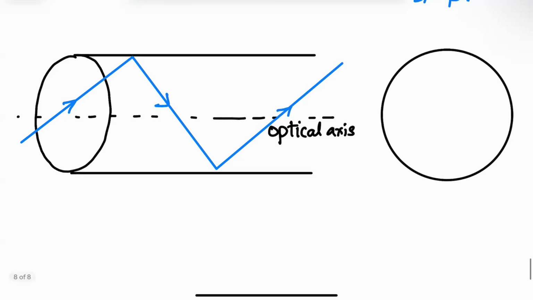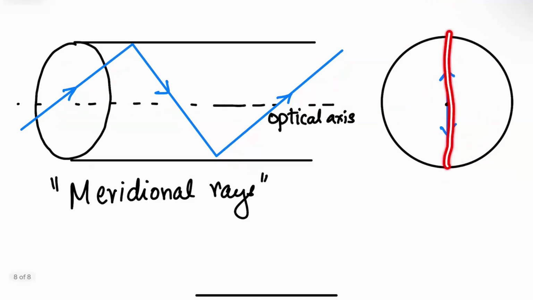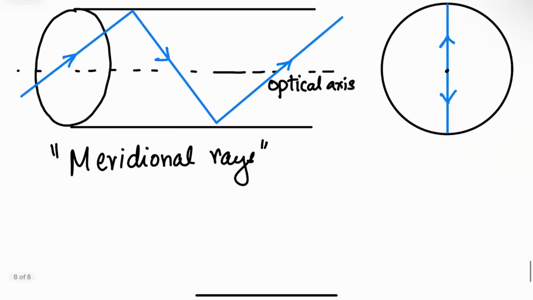So these rays kind of bounce back and forth like that. So this is my optical axis. Okay, so meridional rays. They're called meridional because they don't go around the optical axis, right? They just go back and forth because they don't have any variation in phi.